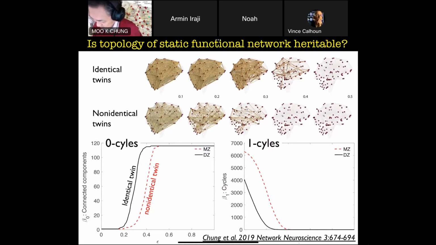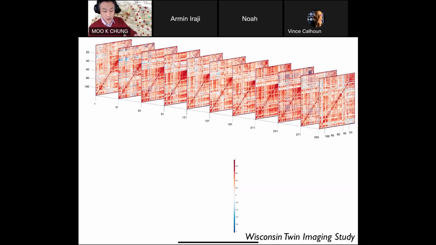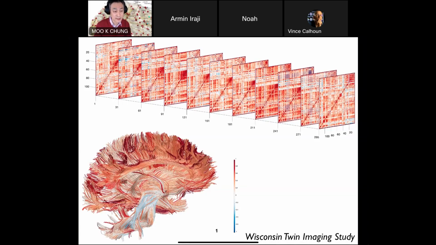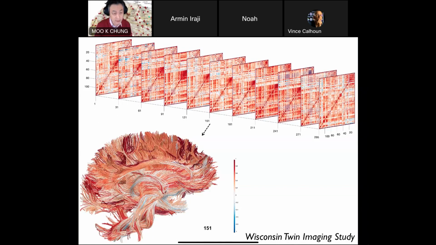What we did next was to see whether there's any genetic effect, whether topology can be heritable. That's a question I've been trying to ask. This is what I did a while ago. Now this is a dynamic version. This is the dynamic TDA we are developing. We have this kind of data, coming from the Wisconsin twin imaging study. It's resting-state fMRI that's changing over time. I impose it on top of the tractography result.